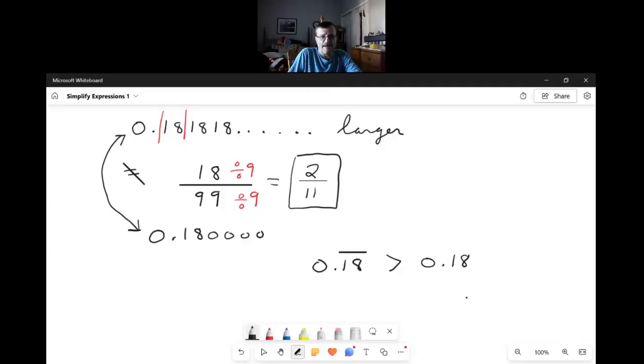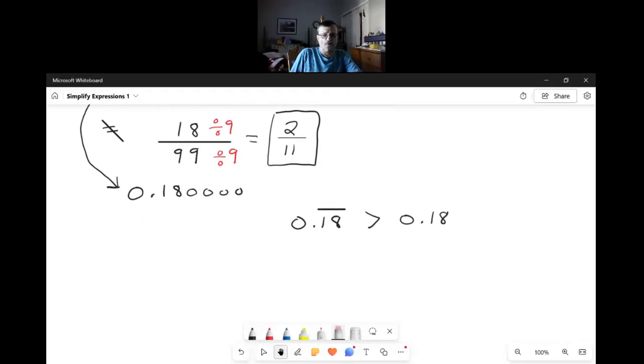If it's 2 over 11, I cannot use 0.18. That's a different fraction. We're going to see that in a minute. 2/11 belongs with the repeating decimal, 0.181818. So now 2/11 is going to be greater than the futuristic fraction I'm going to get from here.